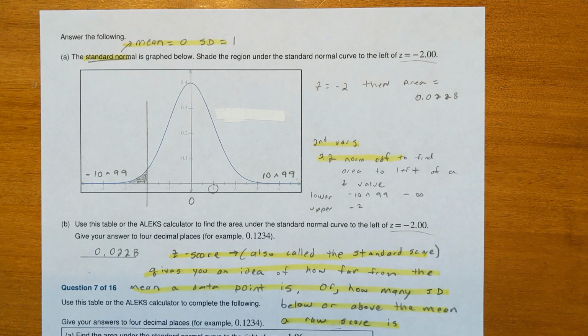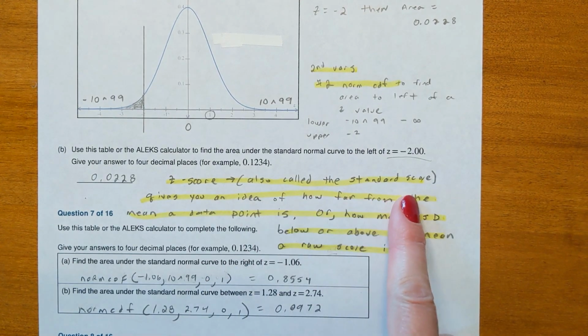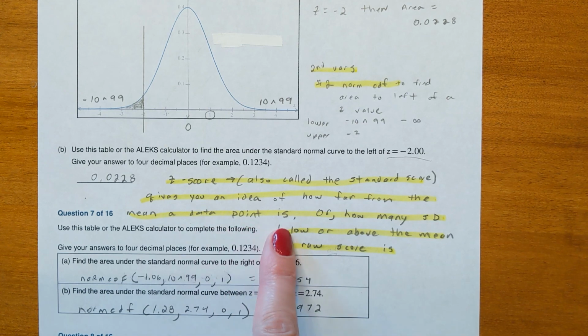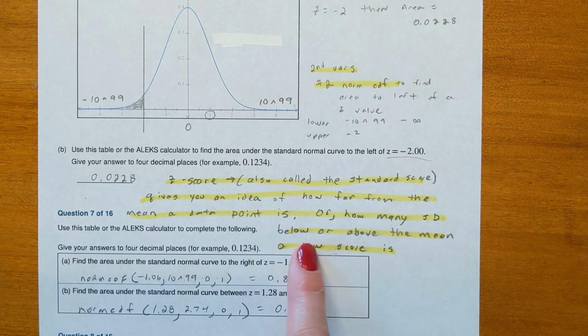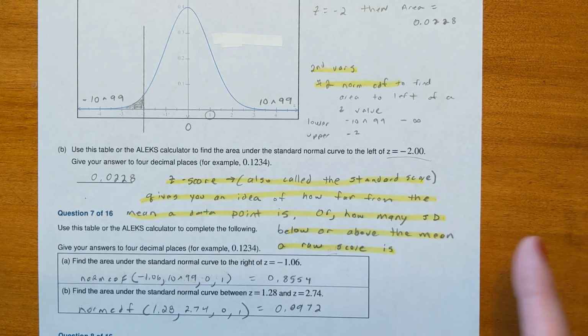So now you're thinking, what the heck is a z-score? So let's go down and discuss what a z-score is. A z-score, also called the standard score, gives you an idea of how far from the mean a data point is, or how many standard deviations below or above the mean a raw score is. SD is standard deviation. Or again, they use the sigma symbol.